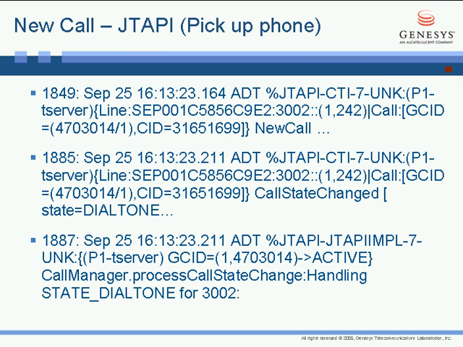At the same time, in jtappy, we can see the following messages are generated. First, a new call message, then a state change to dial tone, and then going into an active state with the dial tone. All messages in jtappy will have a few key pieces of information. This includes the GCID, which is the Cisco equivalent to our call ID, as well as the DN and line ID, which is seen as the characters SEP followed by the MAC address of the phone.